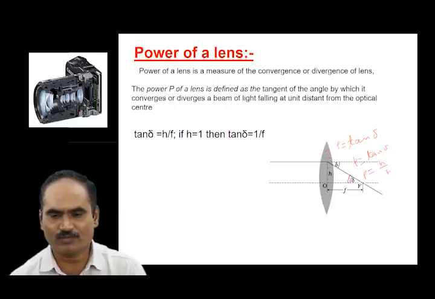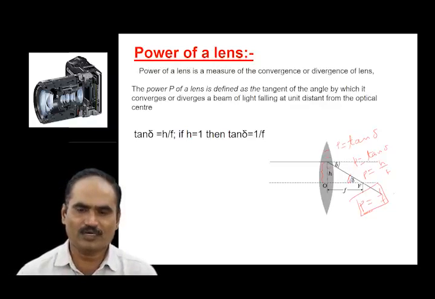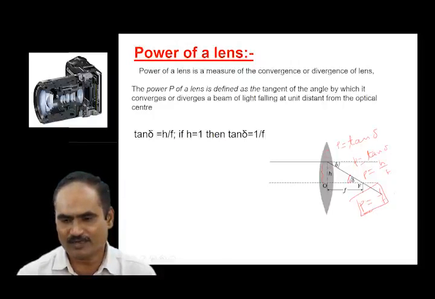No, it should be from 1 unit. If it is in meters, it should be taken as 1 meter. So therefore, in SI unit, power P is defined as P = 1/F, where the unit distance is 1 meter, and the SI unit of power is per meter, 1/meter.